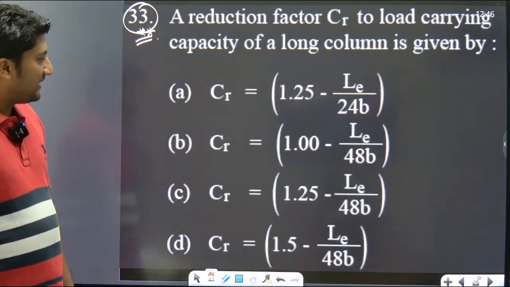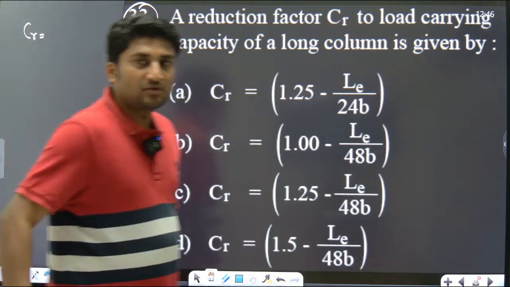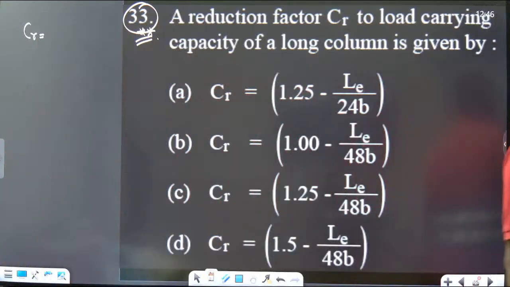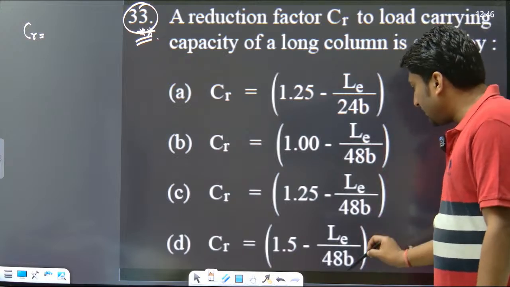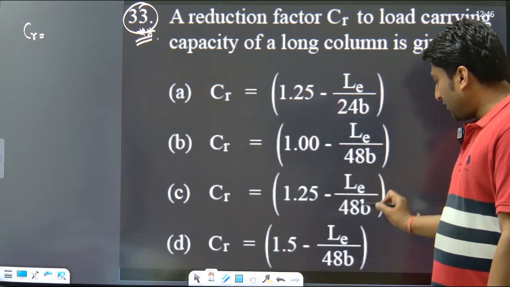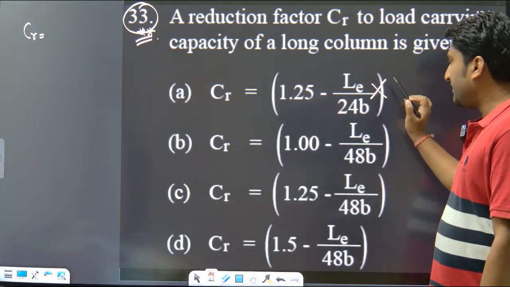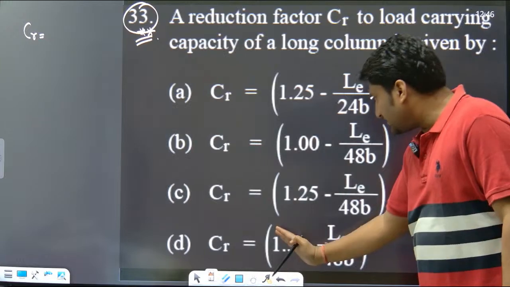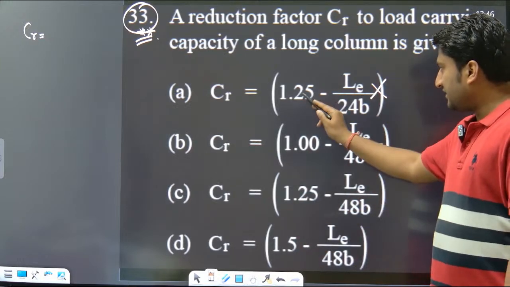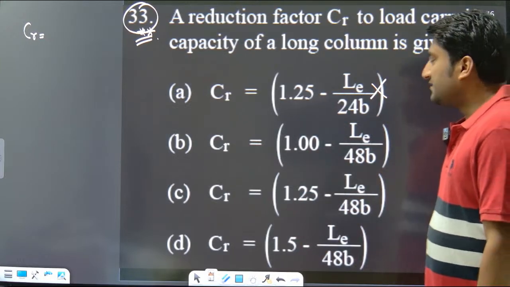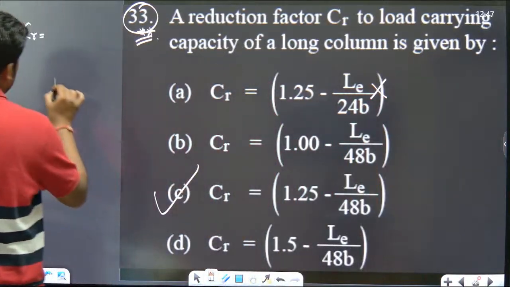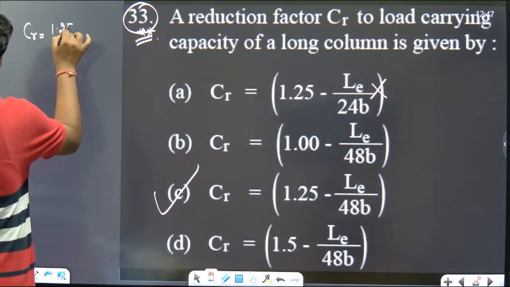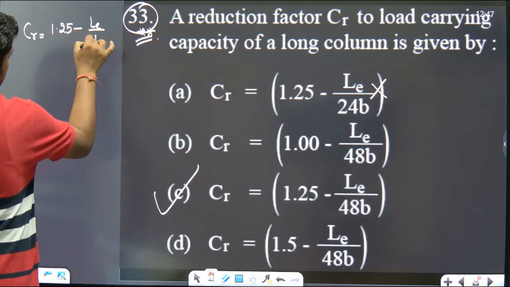Okay, how about 1.25 and 1.5? So what is the correct answer for this? Answer me. Yes, very good. So from the logic you can apply that in most of the options, LE by 48B is there. So LE upon 24B will not be there. Whenever you look at this side, in most of the options you will see 1.25. So from a random guess you can say that the correct answer is option C. The reduction formula is nothing but 1.25 minus LE upon 48B.